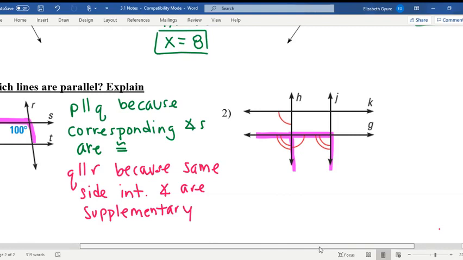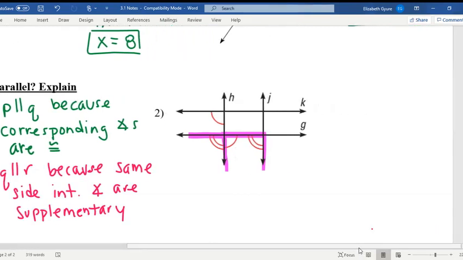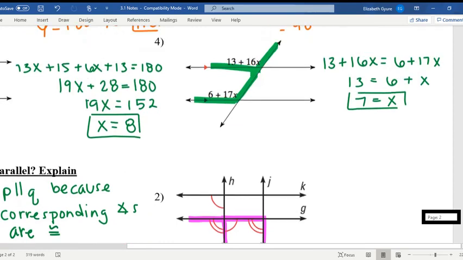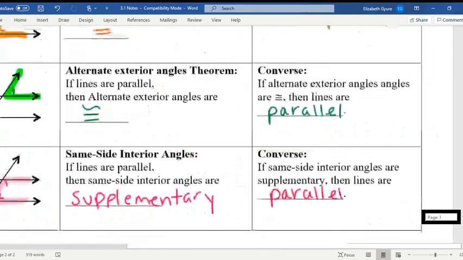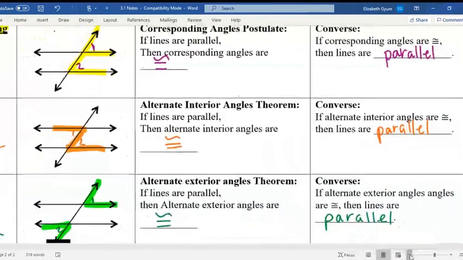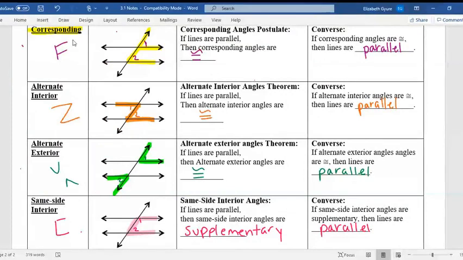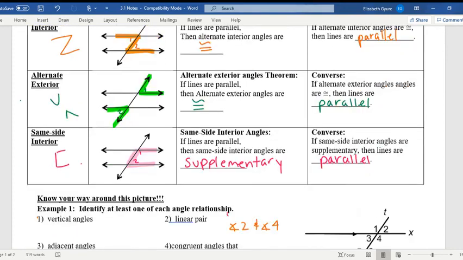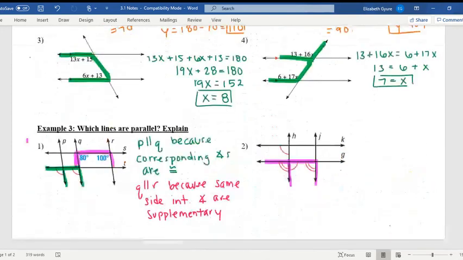You can look at the chart on the front if you want. That's okay. Here, we can go back up and look. I certainly don't expect you to have it memorized yet. So here, we can look at our chart. So we have our corresponding, which makes our F shape, our alternate interior, which makes our Z, alternate exterior is the V's, and then same side interior would be C's. Yep, absolutely. Does that make sense, Natalie? Okay.